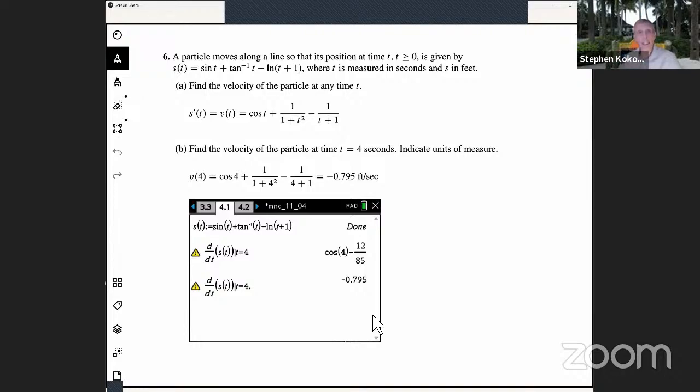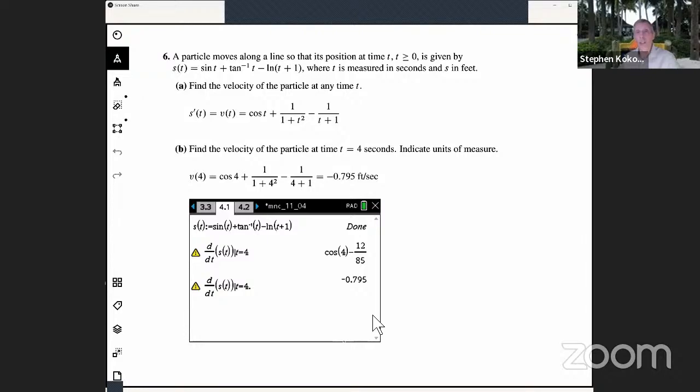Well, I've got to do this symbolically. So to find the velocity, I've got to take the derivative of that position function. Derivative of sine is the cosine. Derivative of the arctangent, just as an aside, I think I've seen this question pop up on the Facebook page a couple of times. The students have to memorize that particular derivative, and yeah, they should know that one. Minus the derivative of the log of t plus 1, well, that's the derivative of the argument divided by the argument, and I don't see much simplification there.